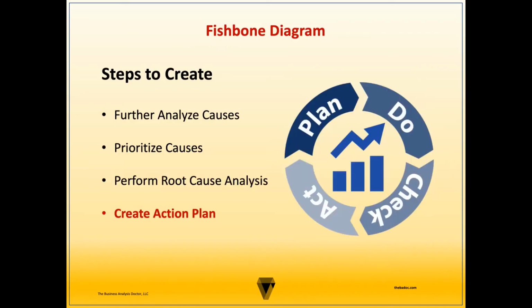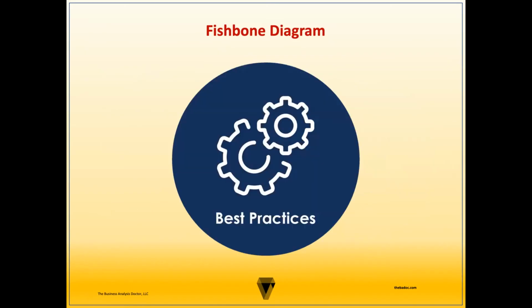The final step is to create an action plan. After the group agrees on the root cause or causes, discuss solutions to correct the problem or prevent it from recurring. Now let's go through some best practices for creating a fishbone diagram and performing a root cause analysis.